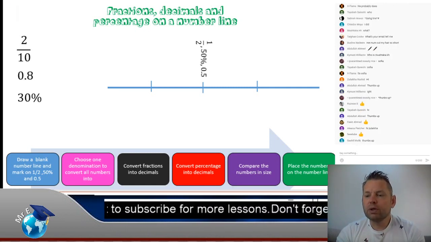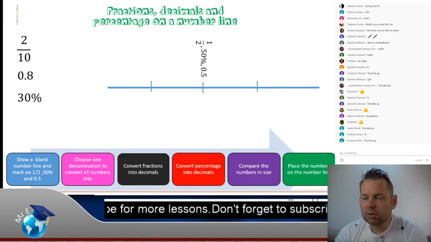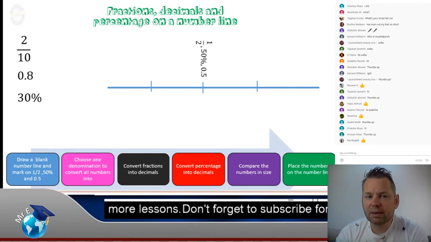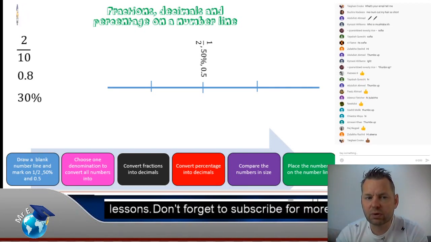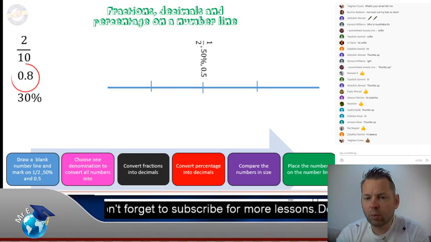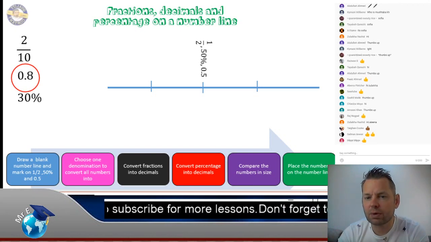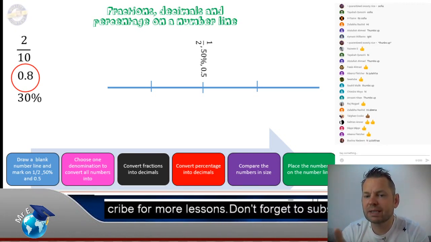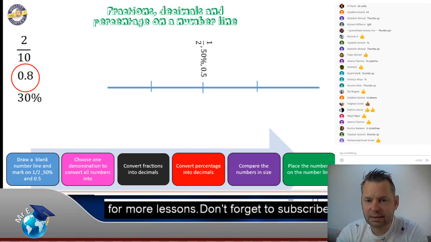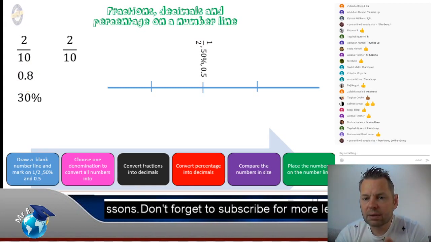So what we're going to do is use what we've learned this week to convert everything to a decimal, which makes it much, much easier then to compare and contrast different numbers. As you can see, we've already got one decimal there, but I'm not going to place that anywhere yet because I don't know if it's smaller or larger than any of the others yet. But I'm going to look at our first one, which is 2/10.